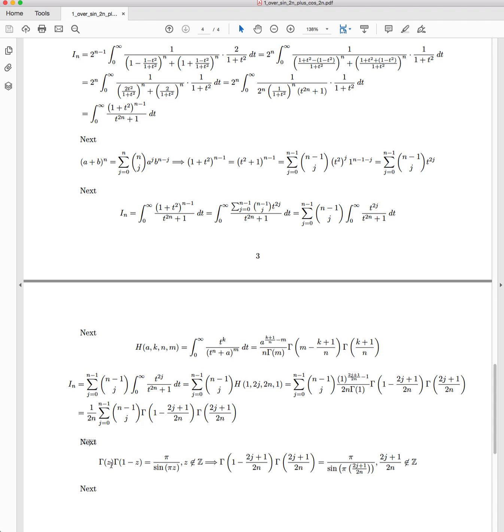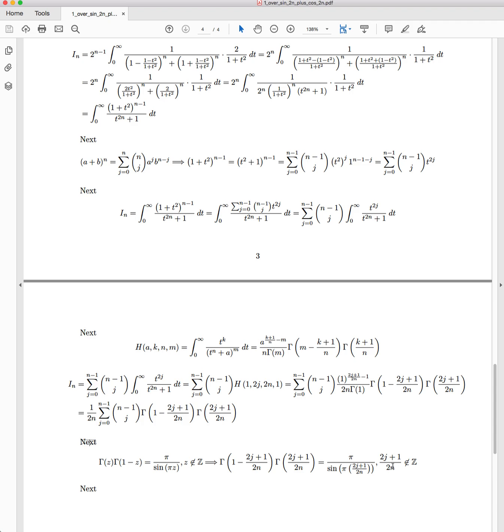Euler's reflection formula, when applied to the gamma function, states that gamma of z times by gamma of 1 minus z, which is the form that we have here, is equal to pi over sine of pi z, but the restriction is that z cannot be an integer. So that's the form that we have here. In our specific instance, z is equal to 2j plus 1 over 2n, and so plugging it into this formula, we have pi over sine of pi times z, which is 2j plus 1 over 2n. Now this only holds if 2j plus 1 over 2n is not an integer. So we need to make sure that that is the case. Thankfully it is the case in our situation.